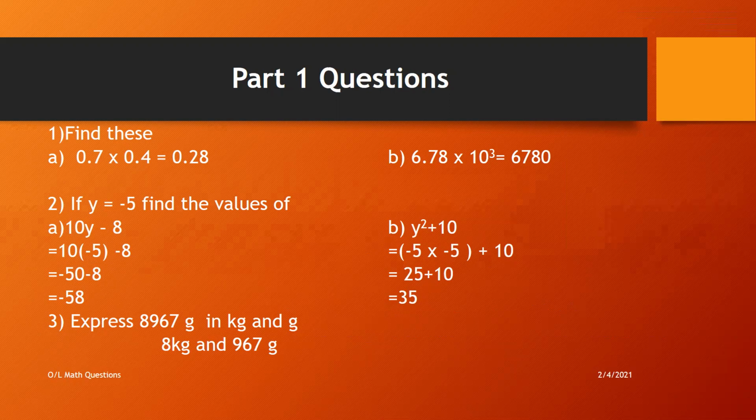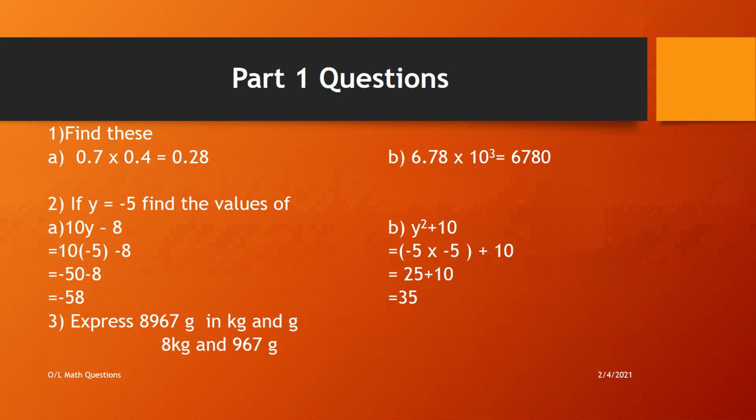B part, y squared plus 10. We know y is negative 5. Then negative 5 into negative 5, which is 25. 25 plus 10, it's 35.